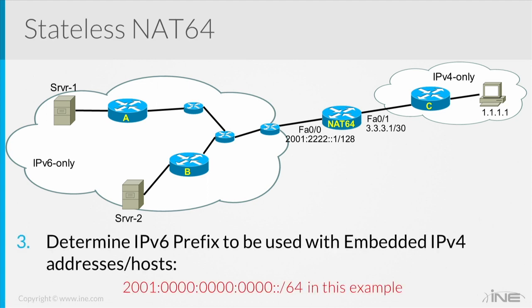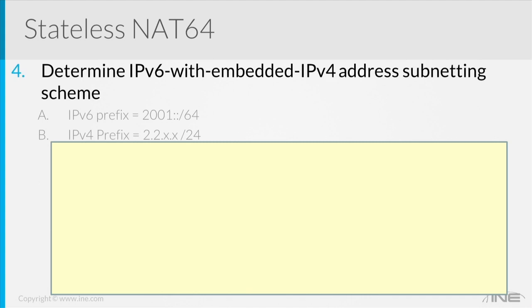Next step, determine the IPv6 prefix to be used with embedded IPv6 hosts. In this particular case, we're saying I'm going to use a /64. So 2001:: is going to be used for my embedded IPv6 addresses. Now let's put it together.